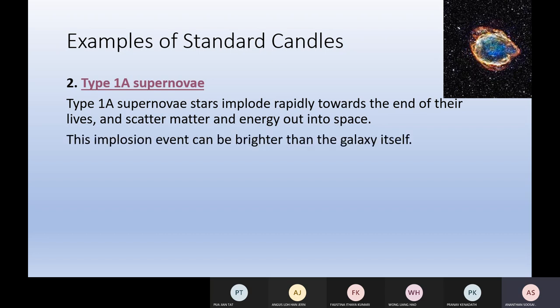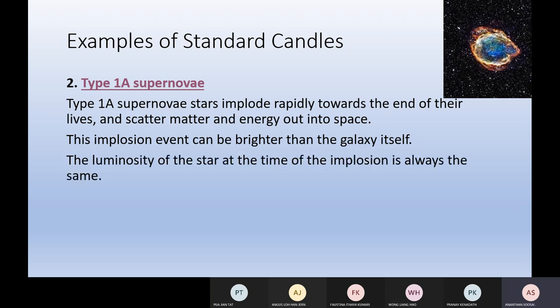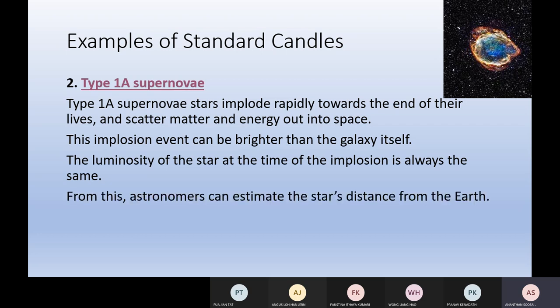This implosion, the explosion, can even be brighter than the galaxy itself. The luminosity of the star at the time of implosion is always the same. So the astronomer can estimate the star's distance from the Earth. We need the luminosity, and to get the luminosity, the star has to be very bright. Once you have the luminosity, we get the intensity here on the Earth. With those two pieces of information, you can find the distance. We will go in depth on how to find the distance.